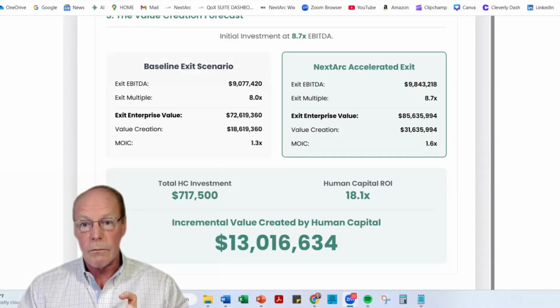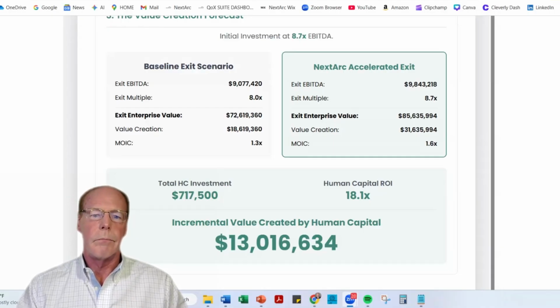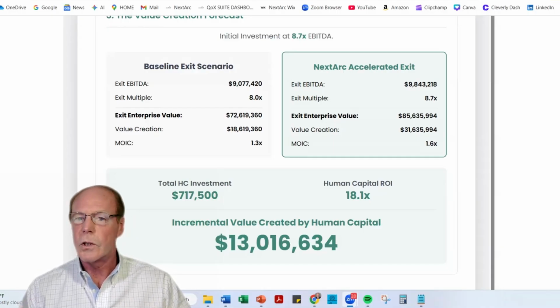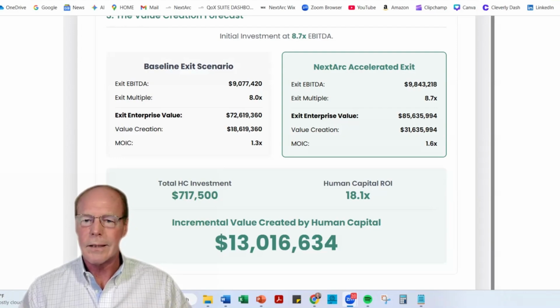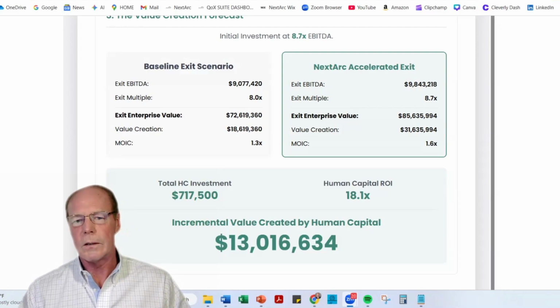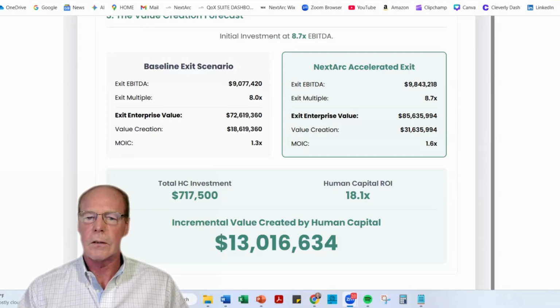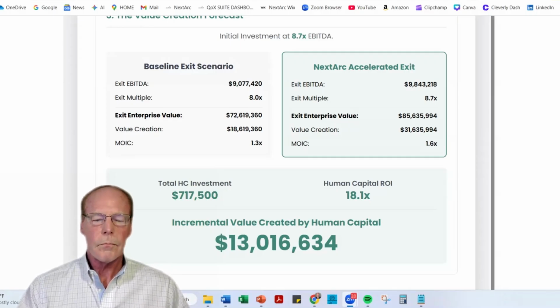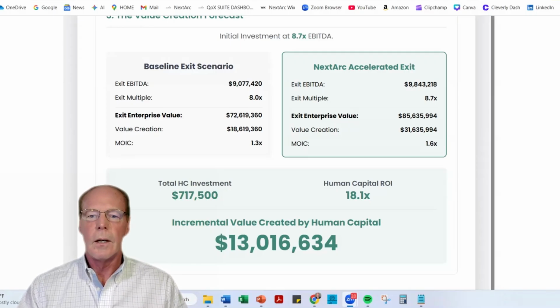Now the question is, for the investment committee, is this a good company? We know that already. It's not. The question is, can we fix it? And what's the return on that fix in a quantitative sense? This forecast is the data-driven answer to that question.